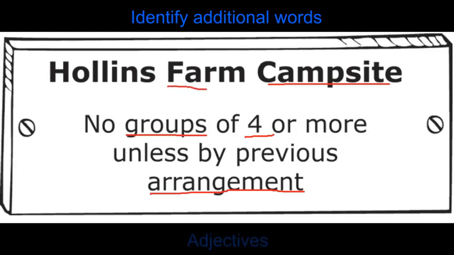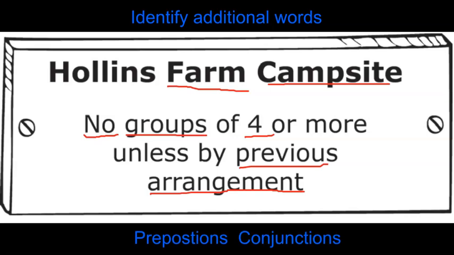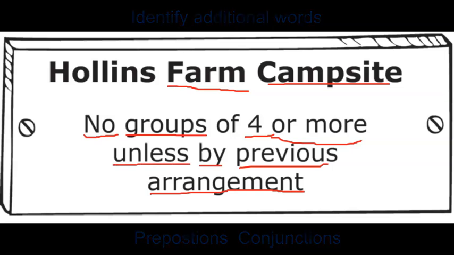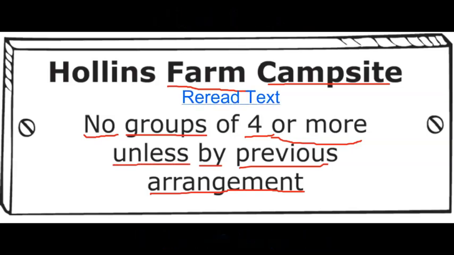In this case, maybe farm, to know the type of the campsite. No, to say which type of groups. And previous, the type of arrangement. And you also might want to look at 4 or more and by or unless. So, farm campsite, no groups of 4 or more unless previous arrangement.